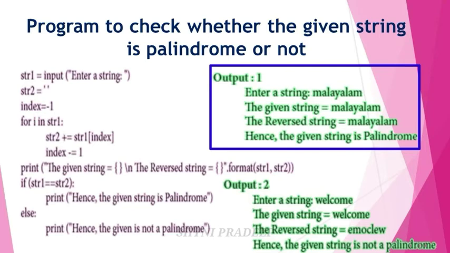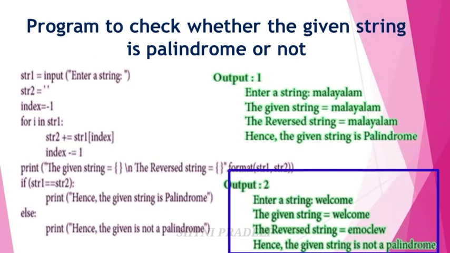Okay, so this given string is palindrome. See the next output. You are entering the string welcome. If you write the welcome string in reverse order, you will get EMOCLEW. So the given string and the reversed string do not match. So the given string is not palindrome. So this is the output.